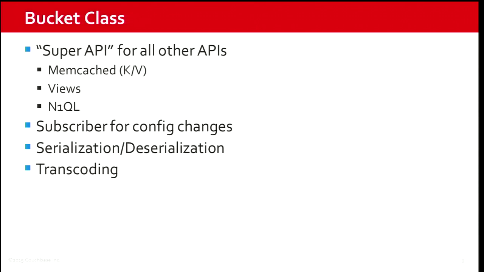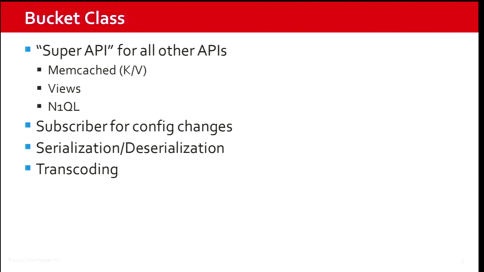So the bucket class is the core class that you're actually going to use in your application. The bucket class is what I call a super API for the other APIs that the SDK supports. Key value pairs over the Memcached binary protocol: get, set, insert, upsert. Support for views, so creating secondary indexes using MapReduce. And of course, N1QL, which is our query language that's in development right now, and we'll be releasing with Couchbase Server 4.0.